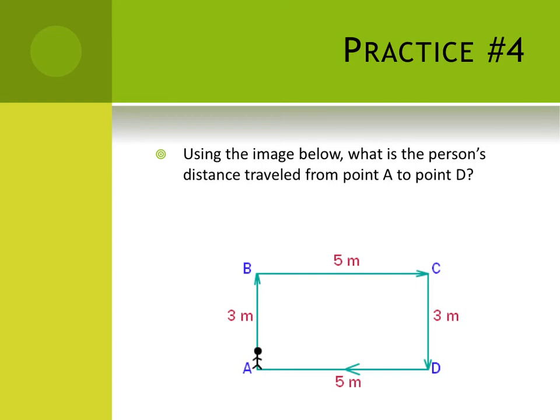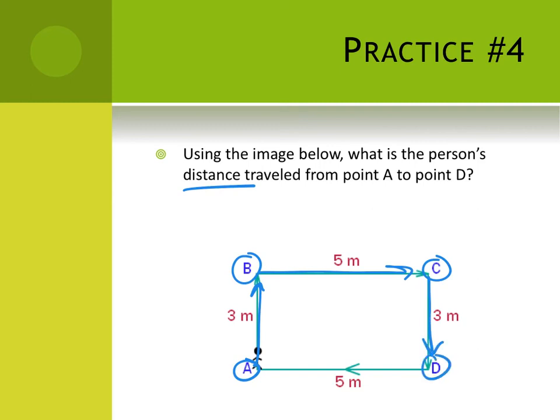Using the image below, what is the person's distance, back to distance, traveled from point A to point D? So we're going to go A. We're going to follow the arrows all the way around, all the way to point D.